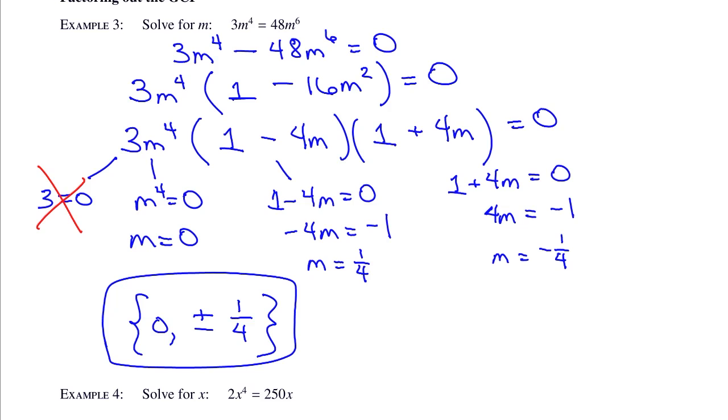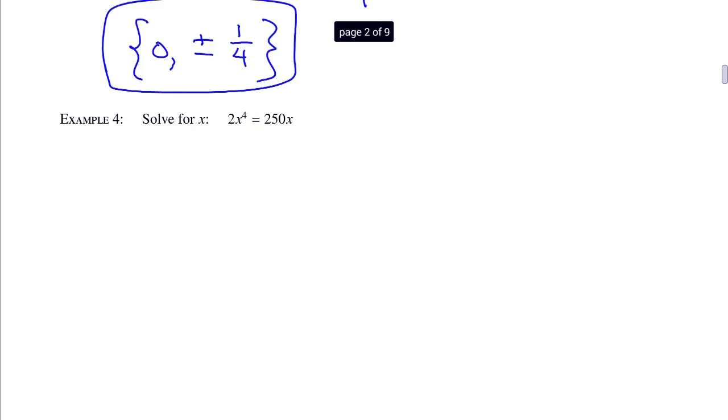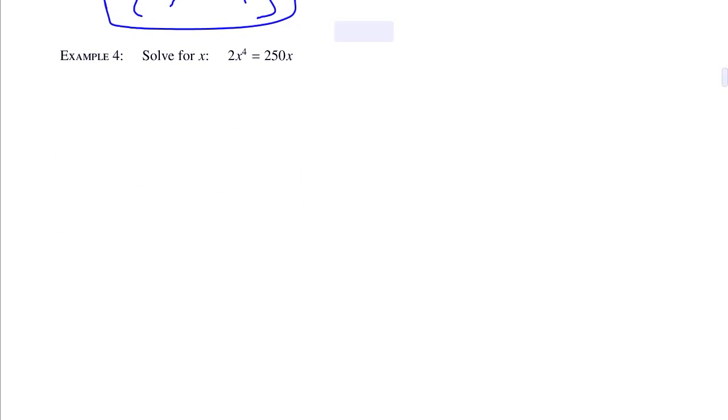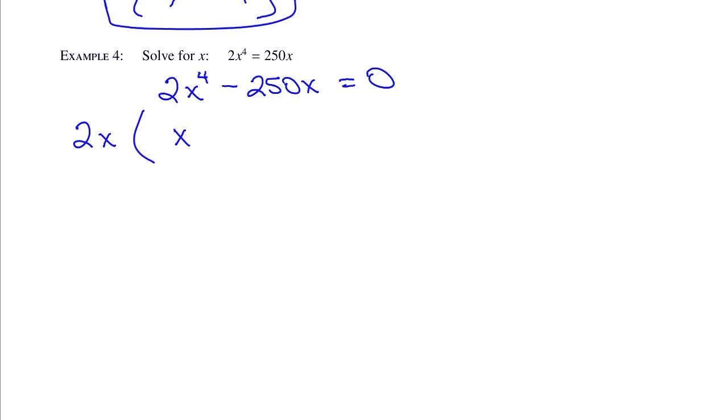Let's take a look at example 4. Solve for x. 2x to the 4th is equal to 250x. Again, we'll start by moving everything to the left so that we have a 0 on the other side. We always need zeros on the other side. The GCF here is 2x. So I'm going to factor that out, and that's going to leave x cubed minus 125 equals 0.